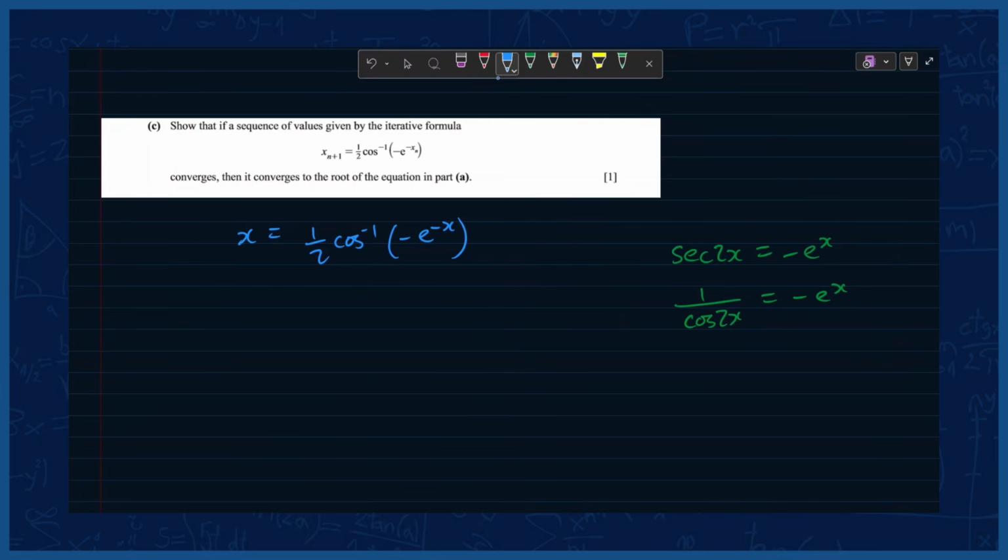So multiply both sides by 2 and you get 2x is equal to your arc cos of negative e to the negative x, and then apply cos on both sides. So we want to do cos of 2x is equal to cos of the arc cos of negative e to the negative x, because I know that cos and arc cos cancel out, and so I just end up with cos 2x is equal to negative e to the negative x. And I hope you can see that we're almost where we want to be.